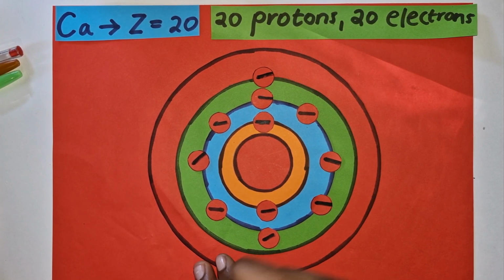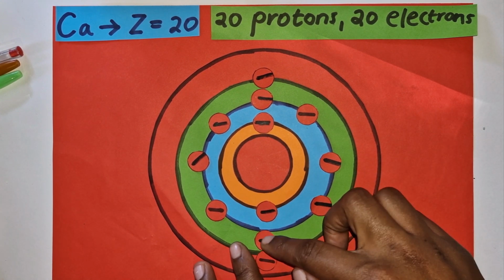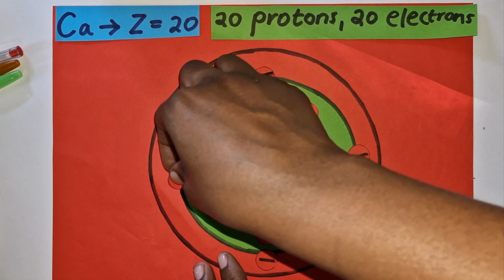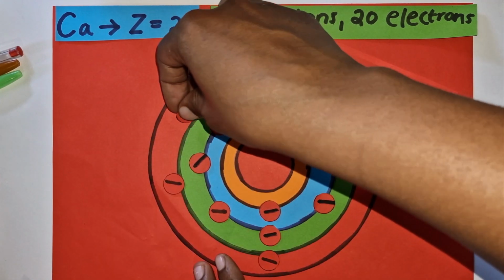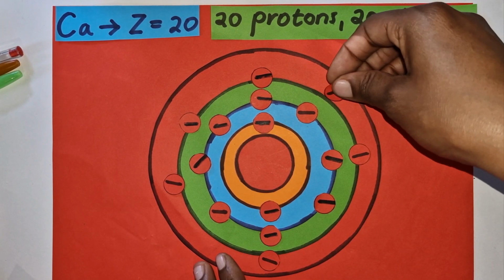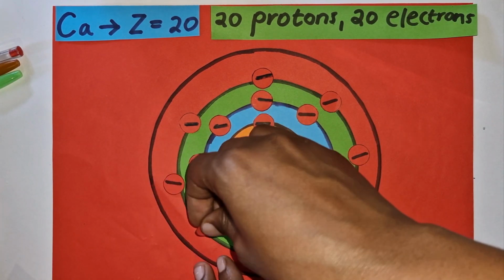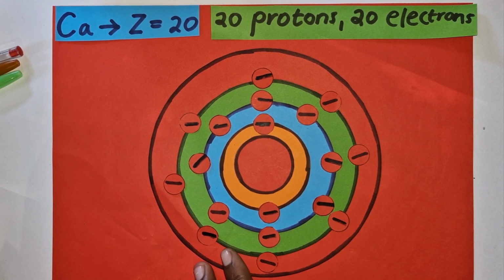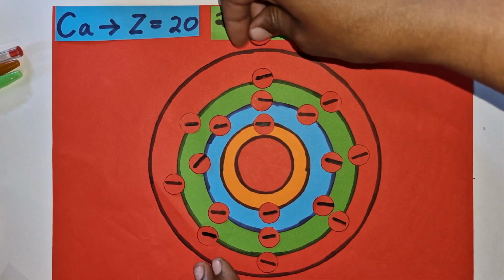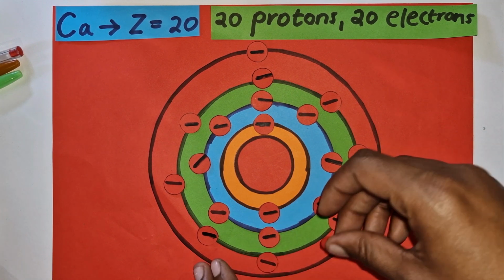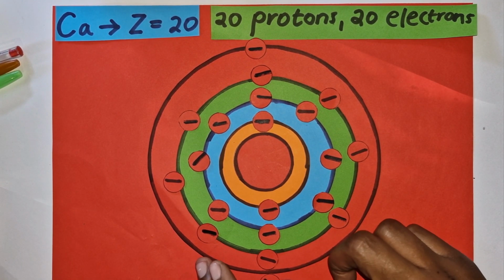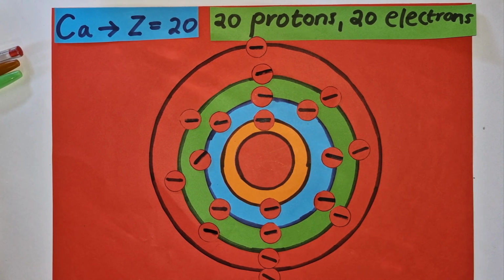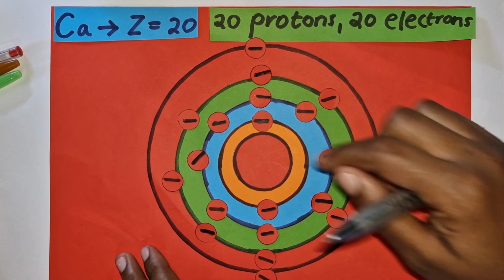We say, okay, we have 1, 2, 3, 4, 5, 6, 7, 8, and the other 2 electrons will be in the 4th energy level, which is here, 1, 2. We take this a bit higher so that you can see where that electron is. So now you see we have placed all the 20 electrons. So we have something like that.